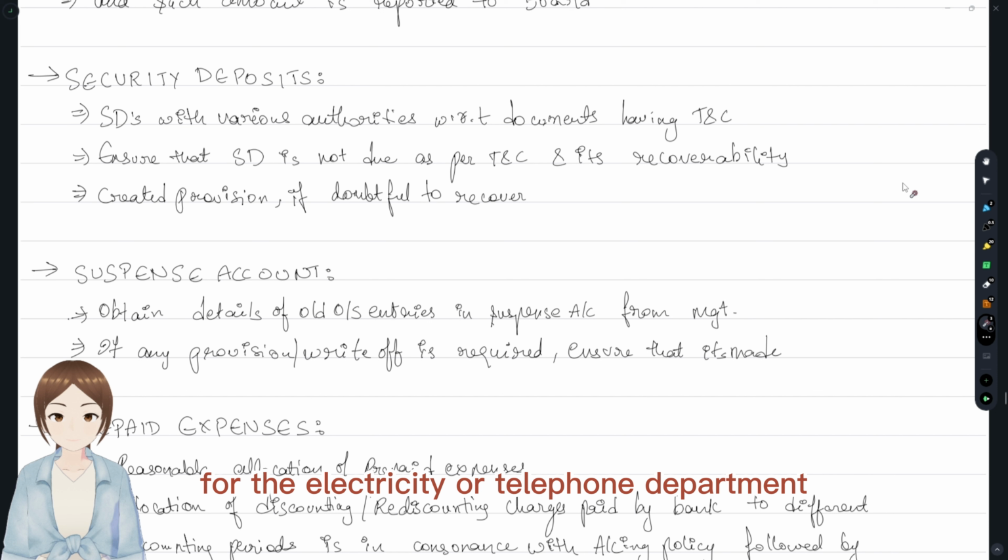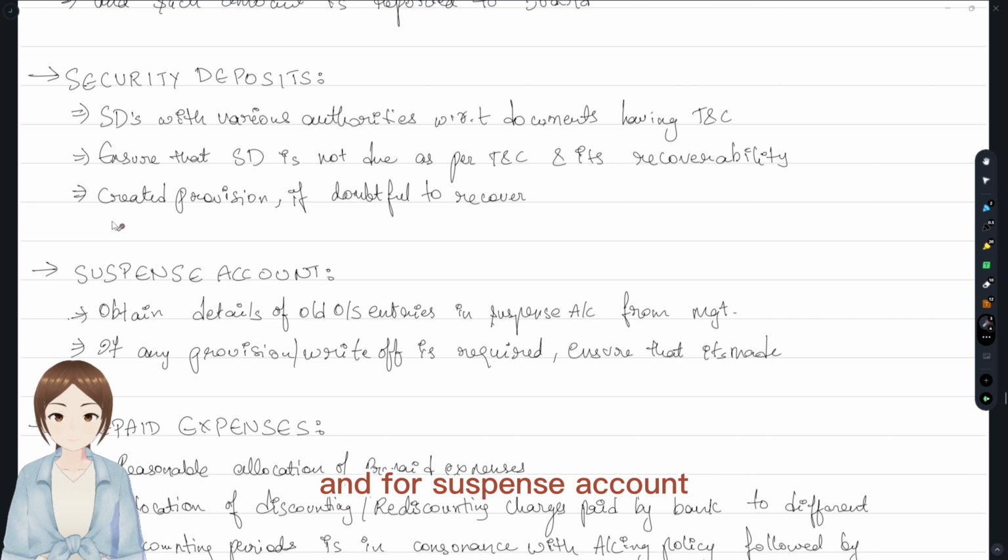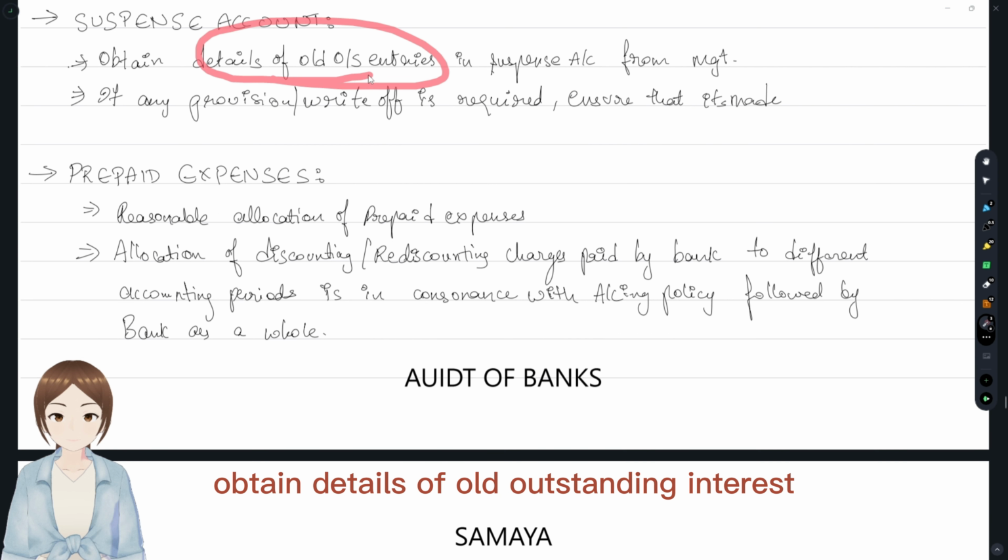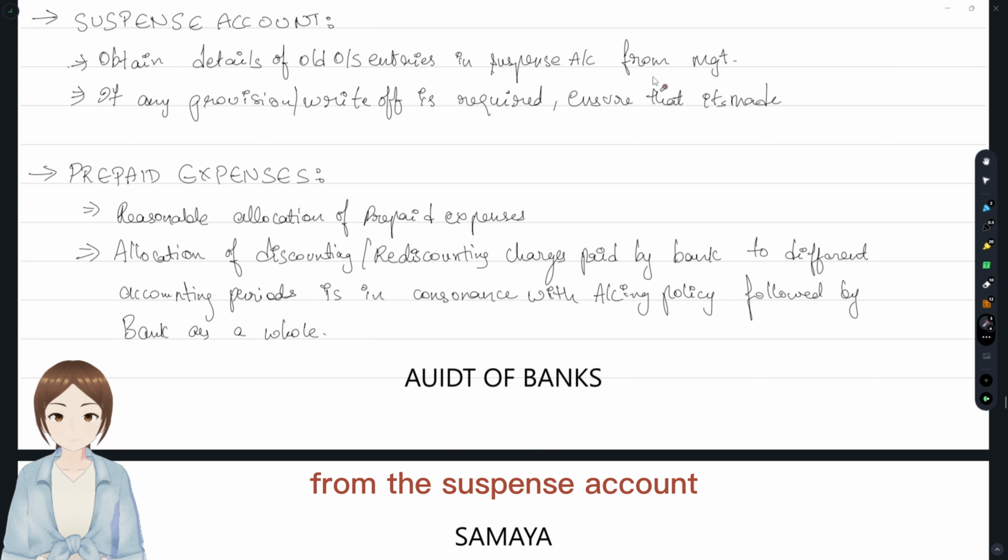For the electricity or telephone department, these are mostly recoverable. But if you have paid a security deposit with regard to any kind of dispute with the GST department, that's something not recoverable. You have to create a provision for that. And for suspense account, obtain details of old outstanding entries in the suspense account from the management, and if any provisions or write-offs are required, ensure that they are made.